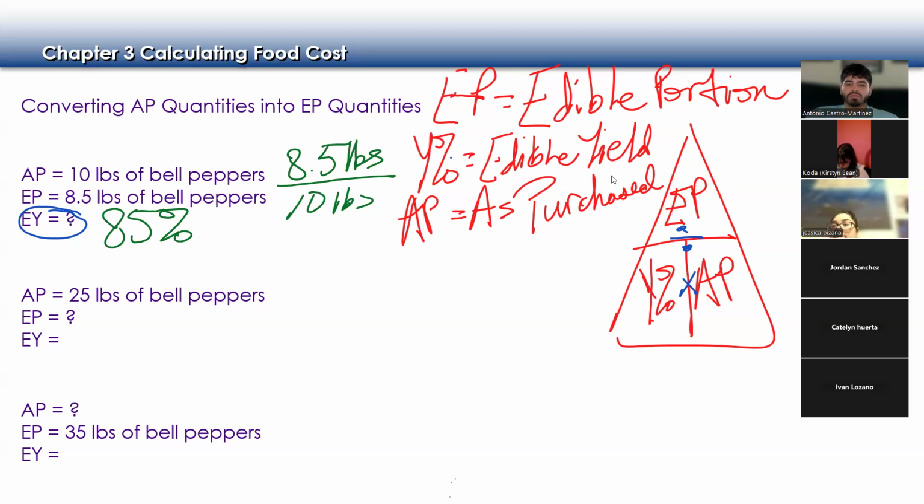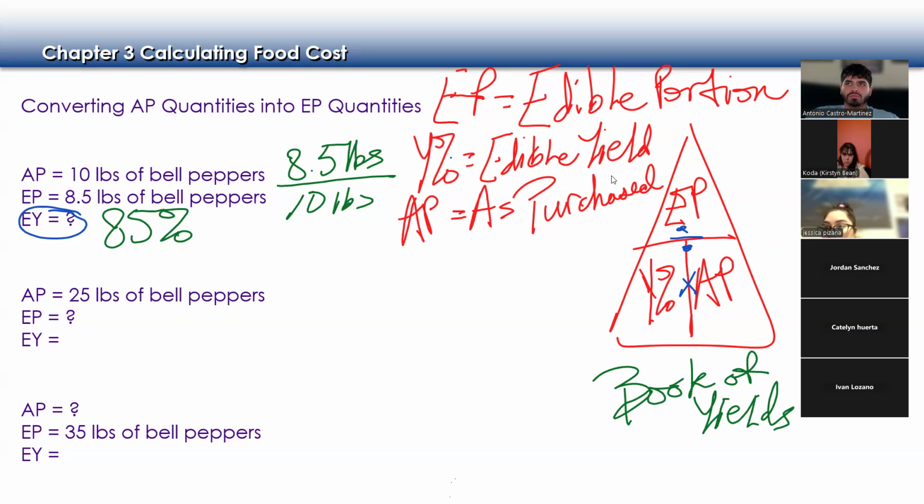Now there is this wonderful book of yields. You can buy a book of yields or find it online, and it'll actually tell you, on average, bell peppers have a yield of 85%. I don't know if that's true or not. Don't quote me on that. But it'll tell you that percentage.